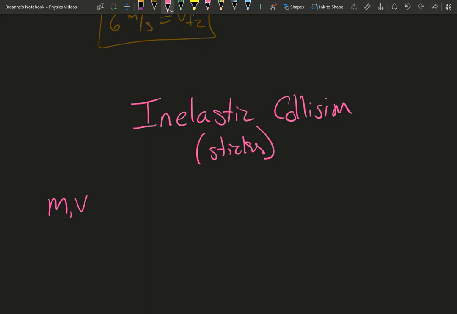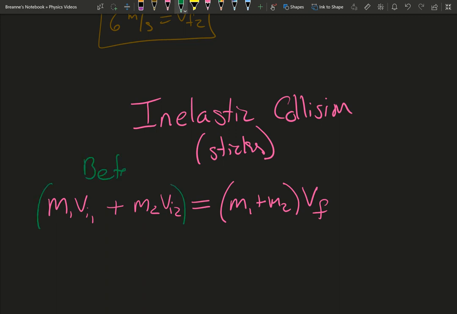You have your block 1, your mass and your velocity. Block 2, mass and velocity. So it's the second part that changes. Since they stick together, they're going to have the same velocity. So you only have one final velocity. So again, you have the before and you have the after. M still stands for mass, VI still stands for initial velocity, VF still stands for final velocity. So all the descriptors still stay the same.